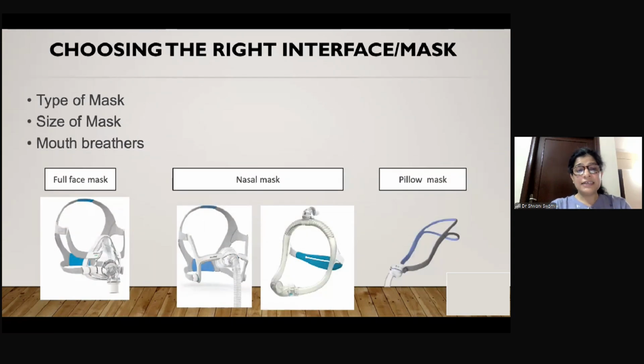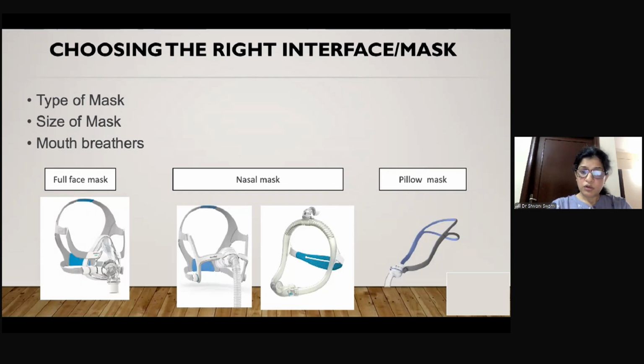Then coming to choosing the right interface. It's not just about the type of the mask, it is also about the size of the mask. If you use the correct mask in an incorrect size for the same patient, it is still going to lead to high mask leak. We also need to ask them if they are mouth breathers. If they are mouth breathers and you give them a nasal mask or a nasal pillow, it is not going to suffice, but also ensure that they're not claustrophobic, because if you give an oronasal mask to somebody who's claustrophobic, then that's something that they will also not tolerate.